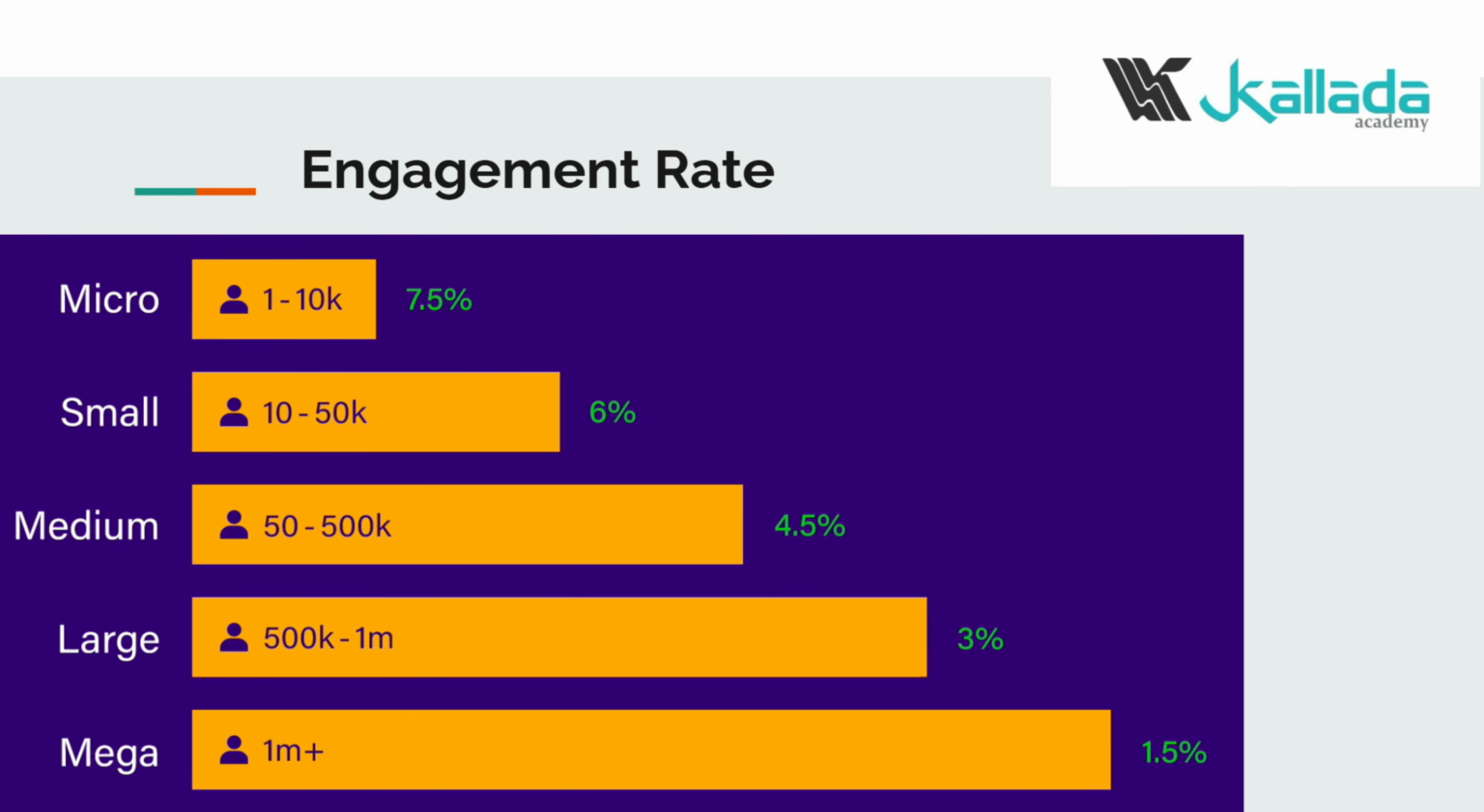The third one is a medium influencer with less than 500,000 followers. Their engagement rate will hover around 4.5. Any large influencer with less than 1 million followers will have an engagement rate of 3%, and a mega influencer will have an engagement rate of 1.5%. Now there will be a question: why does a mega influencer have a basic engagement rate of only 1.5%?